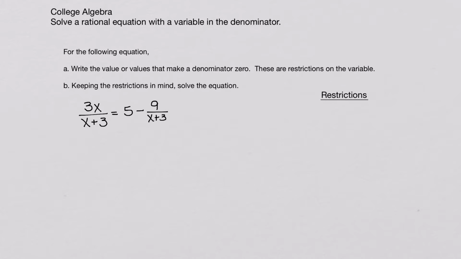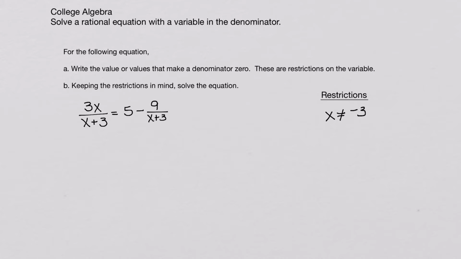So we have restrictions, and I'm going to find my restrictions by taking the denominator x plus 3, and that's my only denominator at all, actually. So this is the only restriction. x cannot equal negative 3. So we get x plus 3 equals 0, tells me that x equals negative 3. So that means that x is not allowed to equal negative 3.